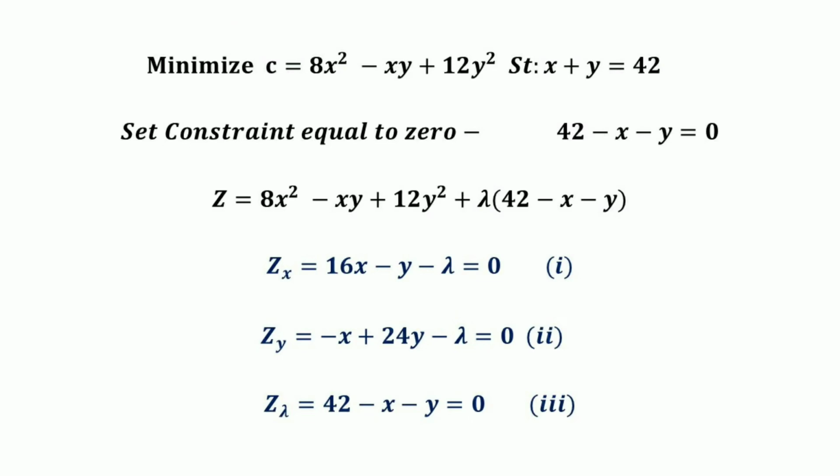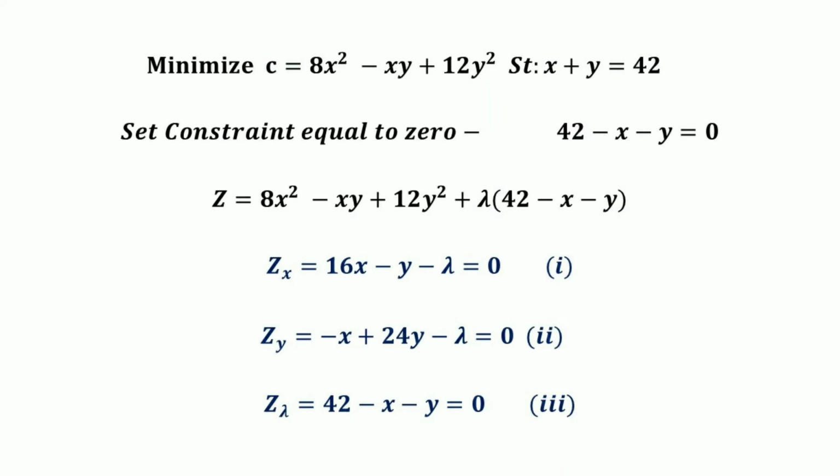Now we are going to consider the last example of constrained optimization of a multivariable function with its application in economics, that is, minimize the cost, c is equal to 8x square minus xy plus 12y square, subject to the constraint x plus y is equal to 42.